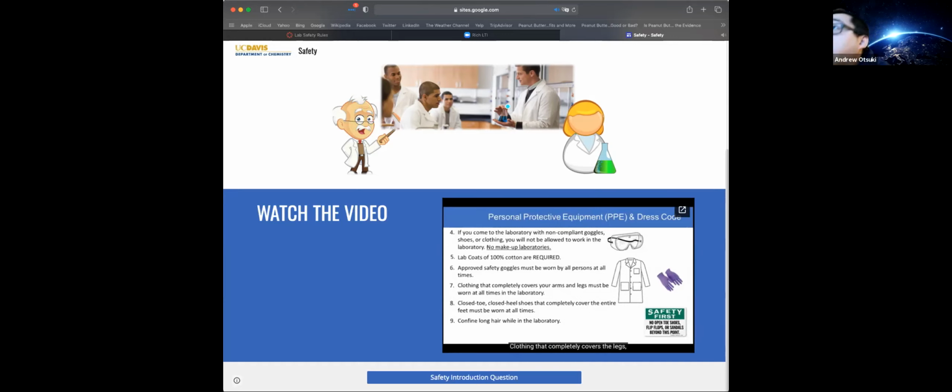Clothing that completely covers the legs, including the skin between the top of the shoe and the bottom of the pant leg, must be worn at all times in the laboratory. Tights or leggings are not suitable leg coverings. Inadequate protection often leads to injury. Avoid wearing expensive clothes to lab as they may get damaged. Closed-toed, closed-heel shoes that completely cover the entire foot must be worn at all times. Confine long hair while in the lab.